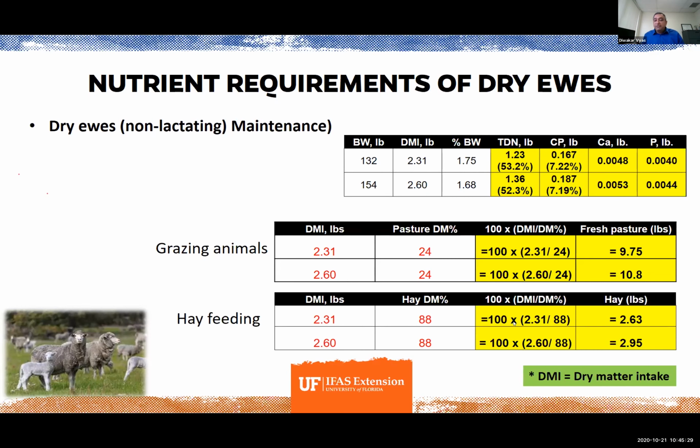Quickly giving an example of hay feeding. Now, I want to just convey the difference in the dry matter here. So pasture has 24% dry matter. They are very wet feed. And the hay dry matter is around 88%.